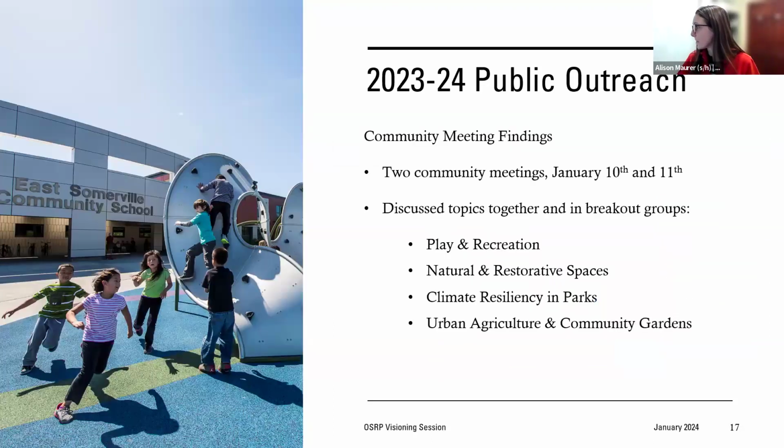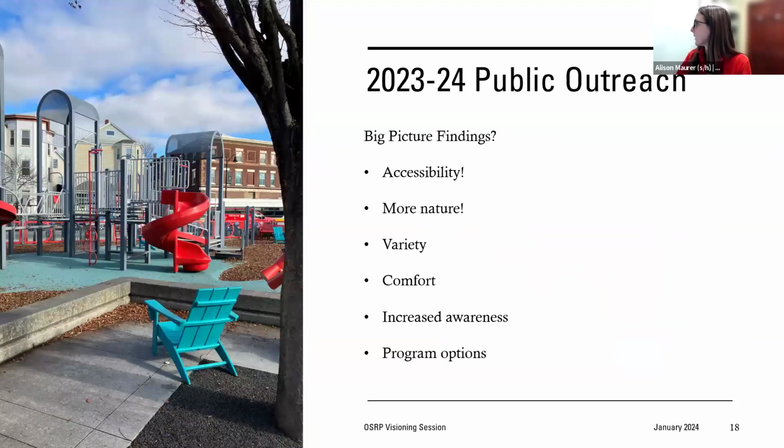We also had 2 community meetings. We broke up into discussion groups, or had a discussion as a large group. We talked about play and recreation, natural and restorative spaces, climate resiliency in parks, and urban agriculture. And the big picture findings, just to give you kind of an overarching sense, is that there's a lot of interest in increasing accessibility. I'm saying accessibility in kind of the broadest sense of the term. I'll go into that in a little bit more detail.